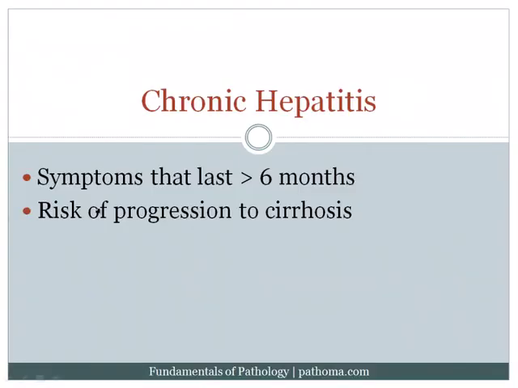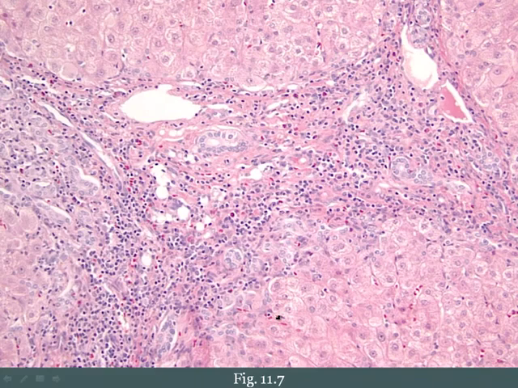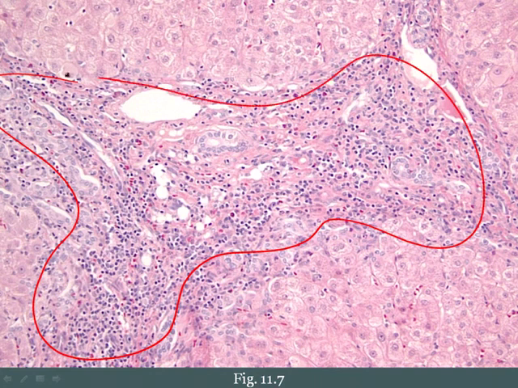Chronic hepatitis is defined as the presence of symptoms and appropriate serology that last for greater than 6 months. Of course, chronic hepatitis has a risk of progression to cirrhosis, and we'll hear more about that when we discuss cirrhosis. Important to note that in chronic hepatitis, the inflammation predominantly involves the portal tracts, and so here I'm outlining a portal tract, and you can see that within the lobule of the liver, here and here, we don't really see much inflammation, but clearly within the portal tract you can see all these small blue dots representing inflammatory cells.